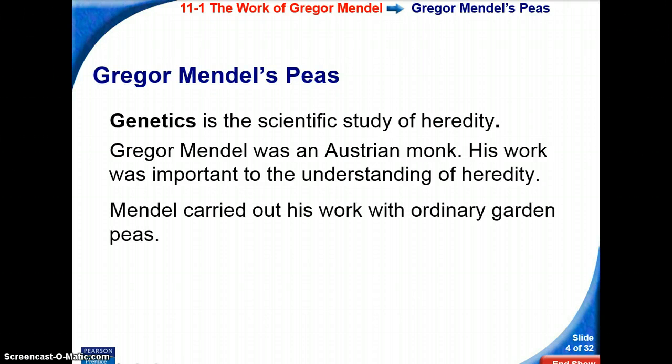Mendel carried out his work with ordinary garden peas. So he had a garden back behind his house, and he would grow peas, and he figured out that there was a lot of different peas that looked different from each other, and he wanted to know why. So he kind of started experimenting.